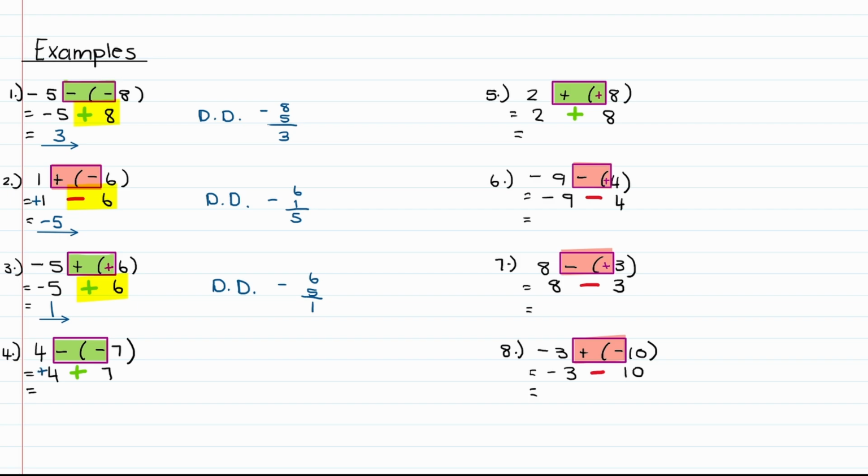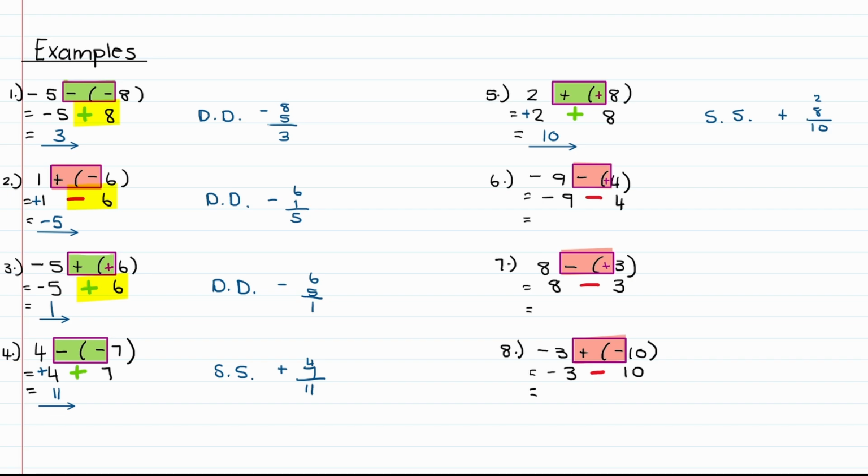Question 4. My signs are the same, so I find the sum. I find the sum of 4 and 7. 4 and 7 gives me 11. And since they're both positive, my answer is positive 11. For question 5, my signs are the same, so I find the sum. I find the sum of 2 and 8. 2 and 8 gives me 10. They were both positive, so my answer is positive 10.